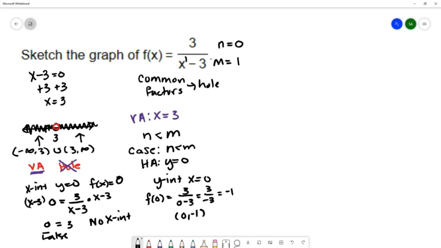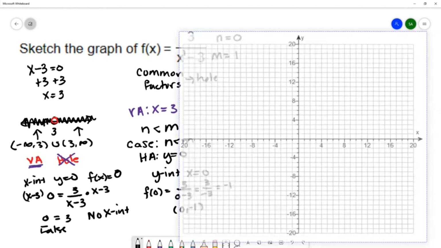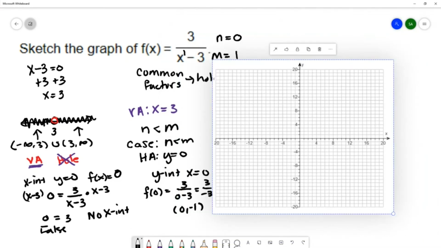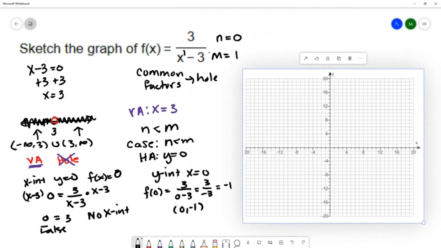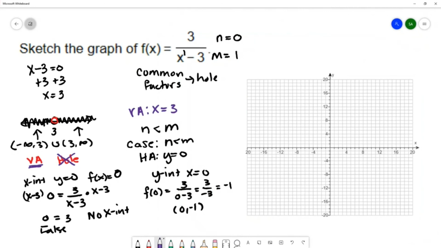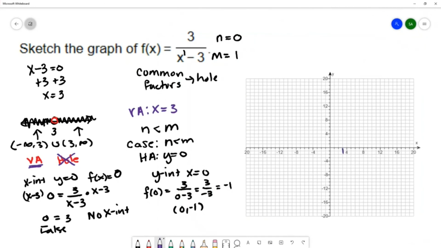I'm going to put up a coordinate plane so that we can start to draw the graph. Let me make that just a little bit smaller. So we're going to mark out on this graph where the vertical asymptote is. We have a vertical asymptote at x equals 3. We have a horizontal asymptote that is right on top of the x-axis. That's y equals 0. So we have a vertical asymptote at x equals 3, a horizontal asymptote at y equals 0, and we have found one ordered pair, and that is (0, negative 1).